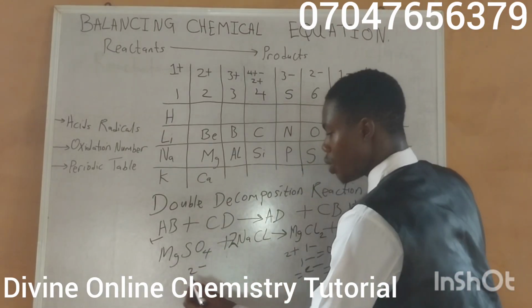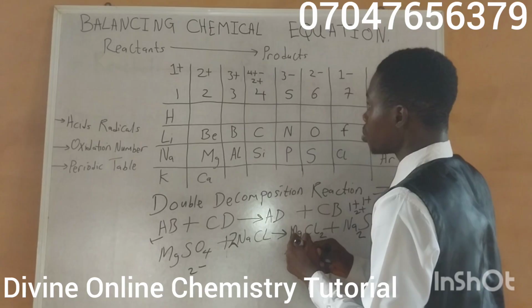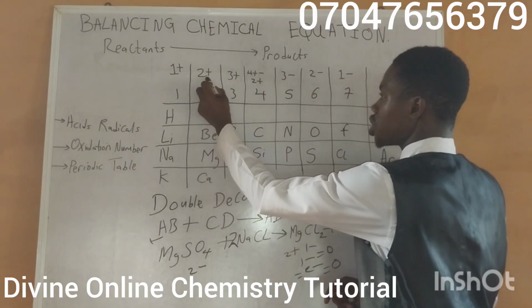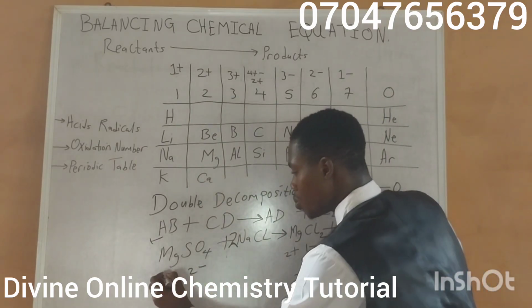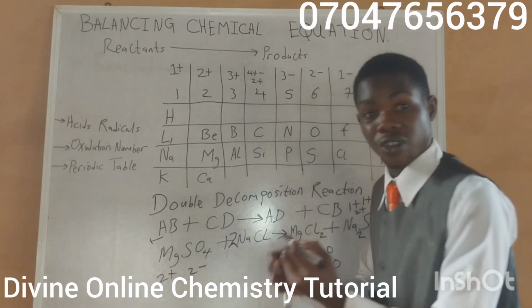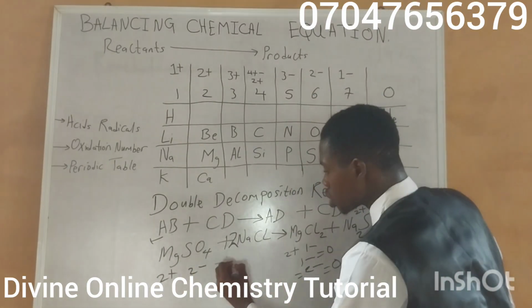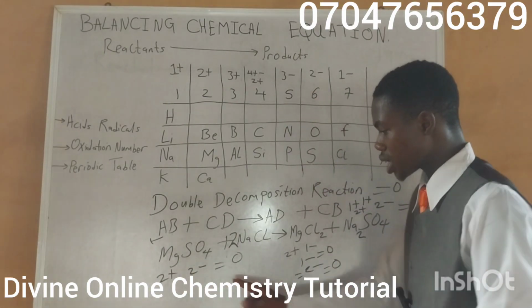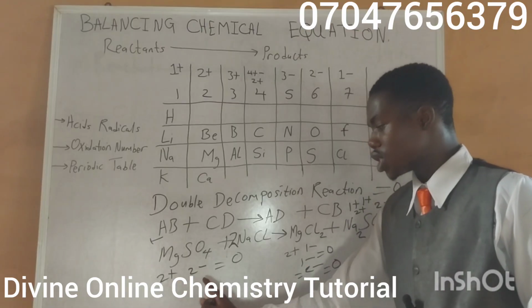Now SO4 is 2 minus. Now what about magnesium? Which group is magnesium in? Group 2. The oxidation number of group 2 is 2 plus. So magnesium is 2 plus. And in the balance of a chemical equation, everything must equal 0. Now 2 plus 2 minus is equal to 0.